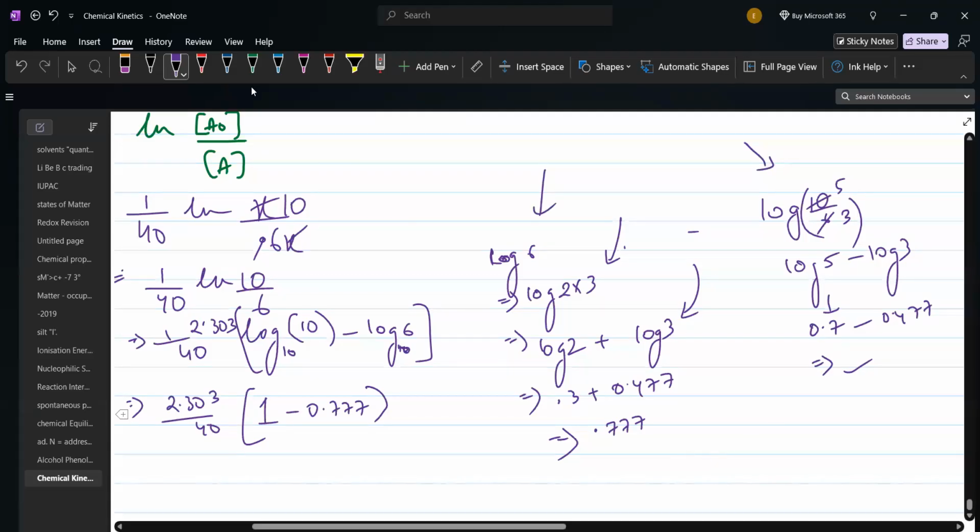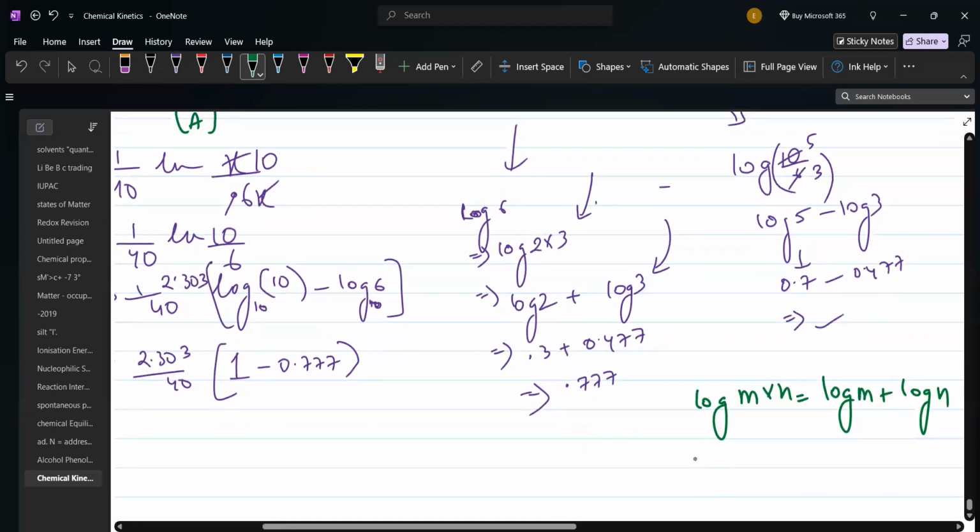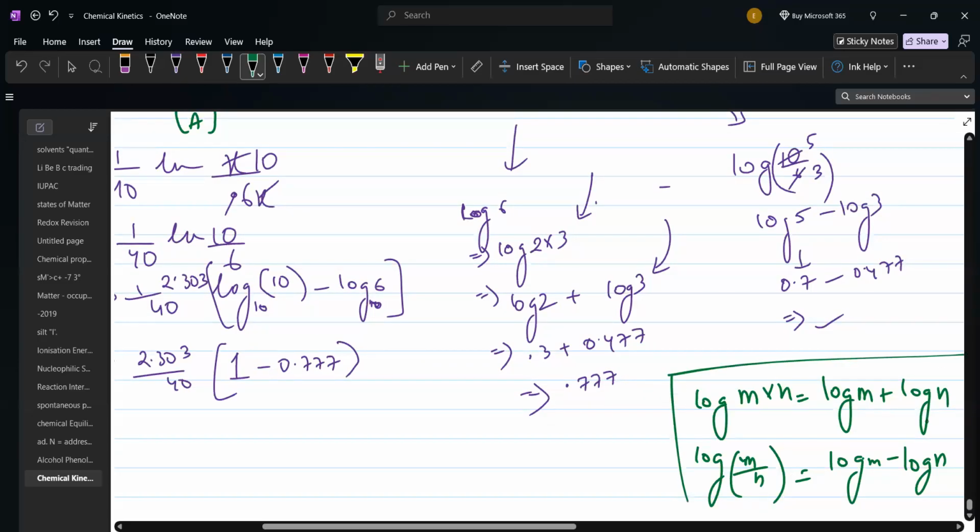Please remember, if you don't know that log of m into n is log of m plus log of n, and log of m upon n is log of m minus log of n. Do you remember these formulas? So I have applied these formulas only. Okay.